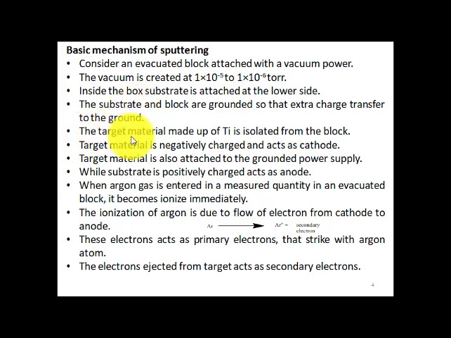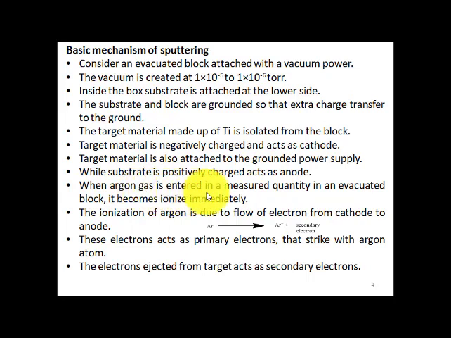On the other hand, the target material, which is also called the source material, made of titanium, is isolated from the block. The target material is negatively charged and acts as the cathode. Due to the negative charge on the cathode, the positive ions, in other words the cations, will be attracted towards the cathode. The target material is also attached to the grounded power supply, and so is the substrate. The target material is negatively charged and acts as the cathode, while the substrate is positively charged and acts as the anode.